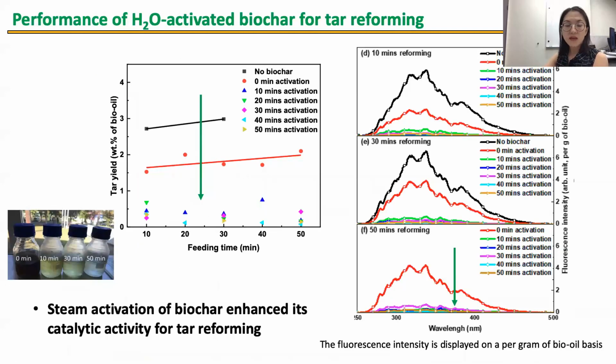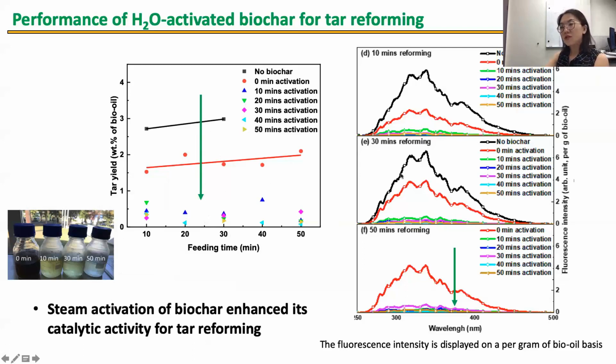And then we evaluated the performance of the biochar in tar reforming, as well as the effects of the pre-treatment, the activation of the biochar, on its performance. So as expected, when you compare the tar yield when you do not use biochar as catalyst with when you use biochar as catalyst, the tar yield decreased. And when you use the activated biochar, the tar yield reduced further.